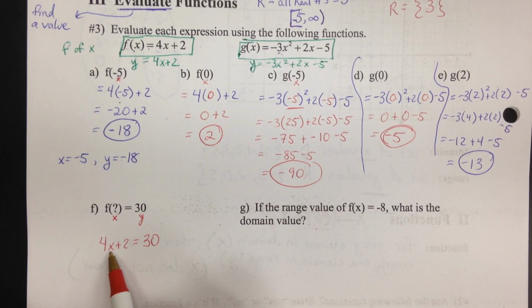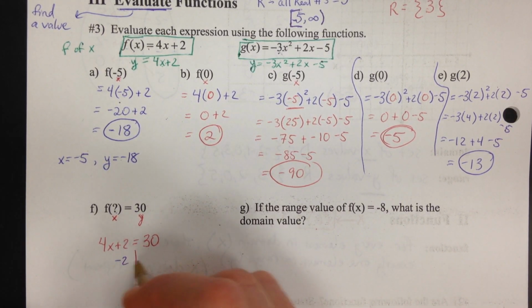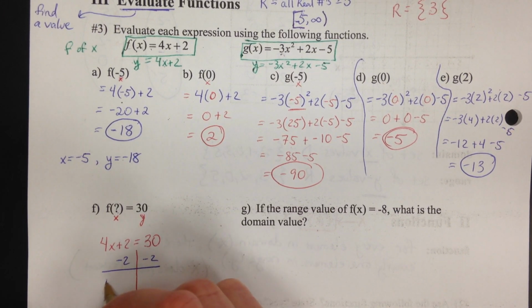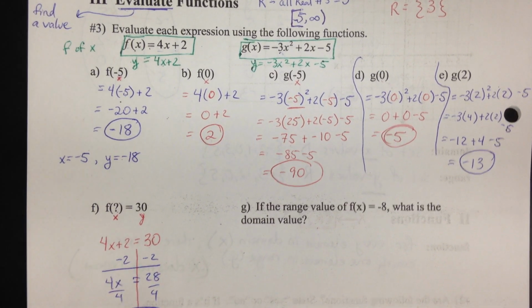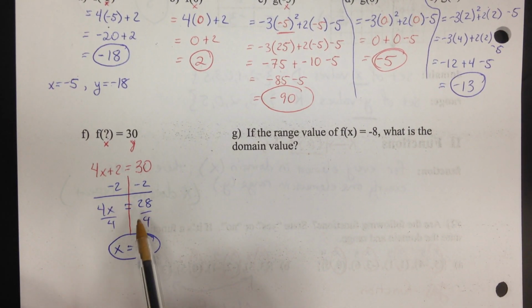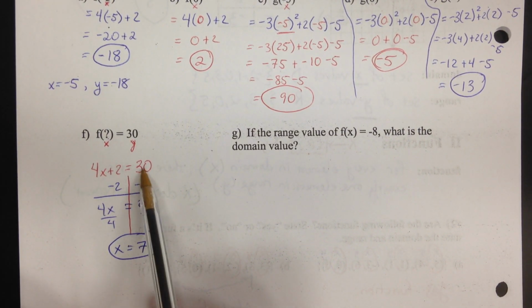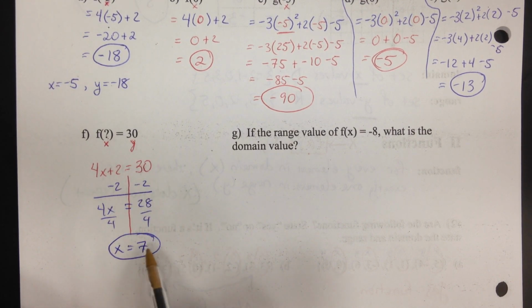So what number do I plug in for x that gives me 30? I'm going to solve an equation. I'm going to move the 2 by subtracting it from both sides. We get 4x equals 28. And then we'll divide by 4, and we get x is equal to 7. So what value do I plug in to f that's going to give me 30 as a range value? I'm going to plug in 7. F of 7 equals 30.